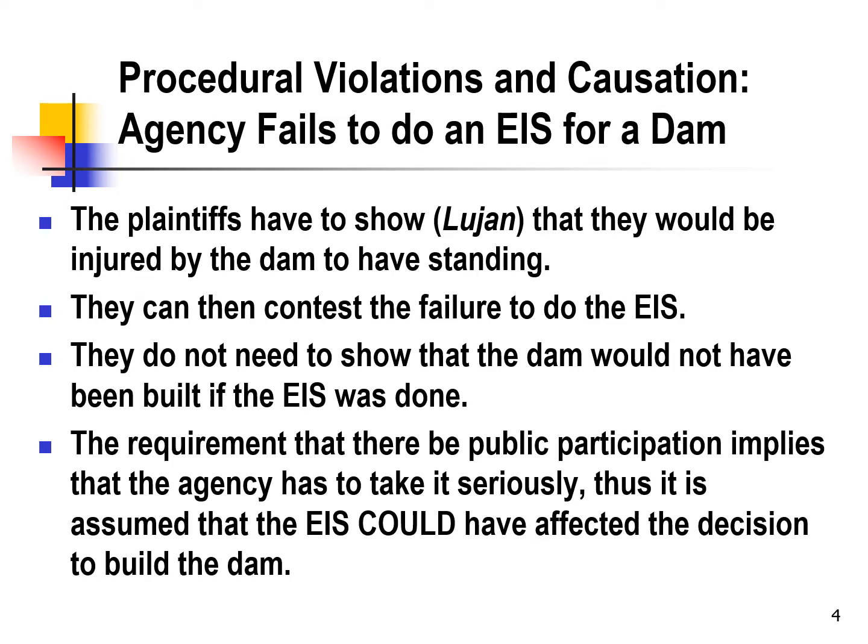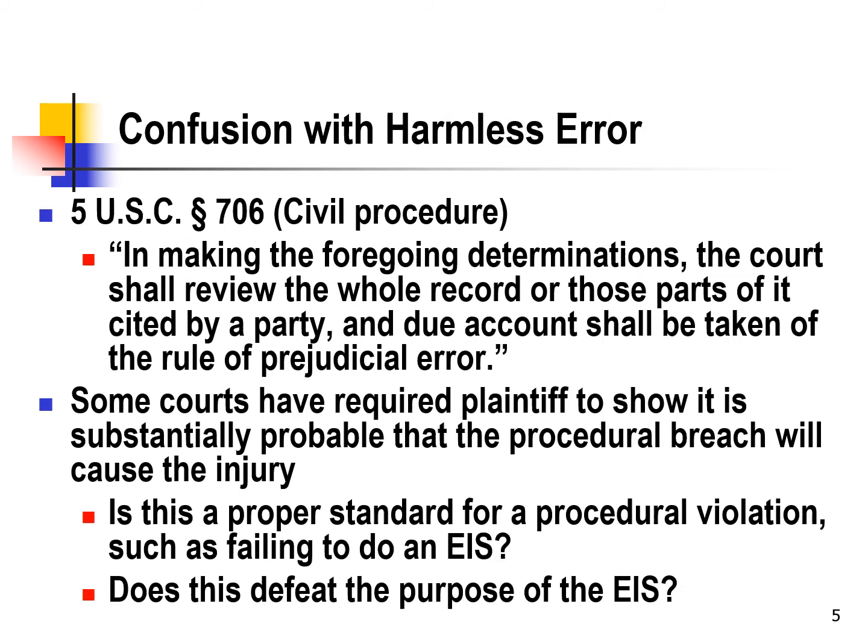So for causation purposes in these procedural rights cases, the only thing the plaintiff has to show is that they have failed to have the hearing or other procedural participation, and that if they were able to do that, it could affect the decision, not that it will affect the decision. Some courts have confused the procedural rights standing analysis with a harmless error analysis.